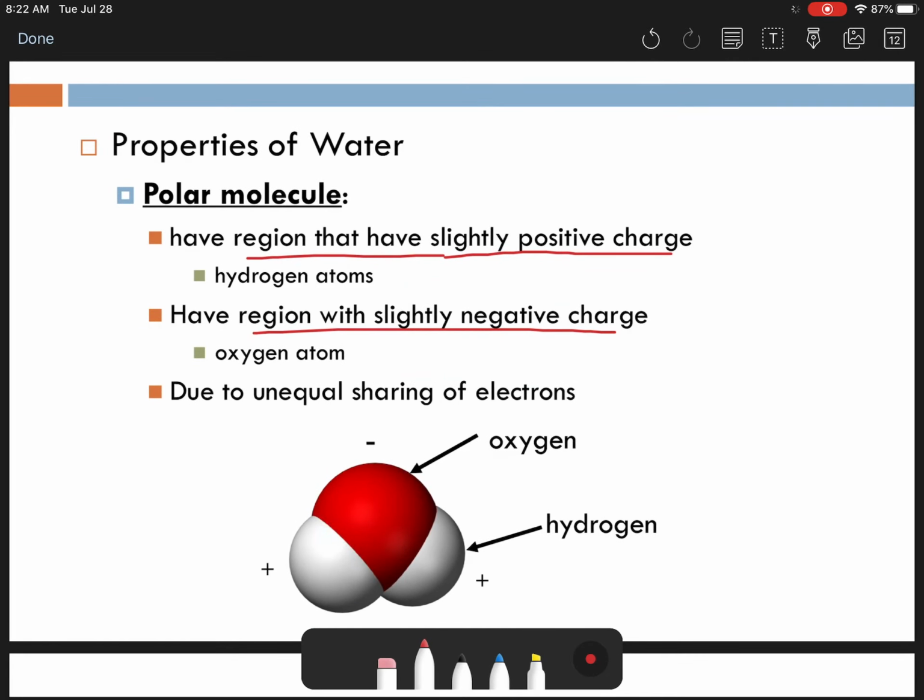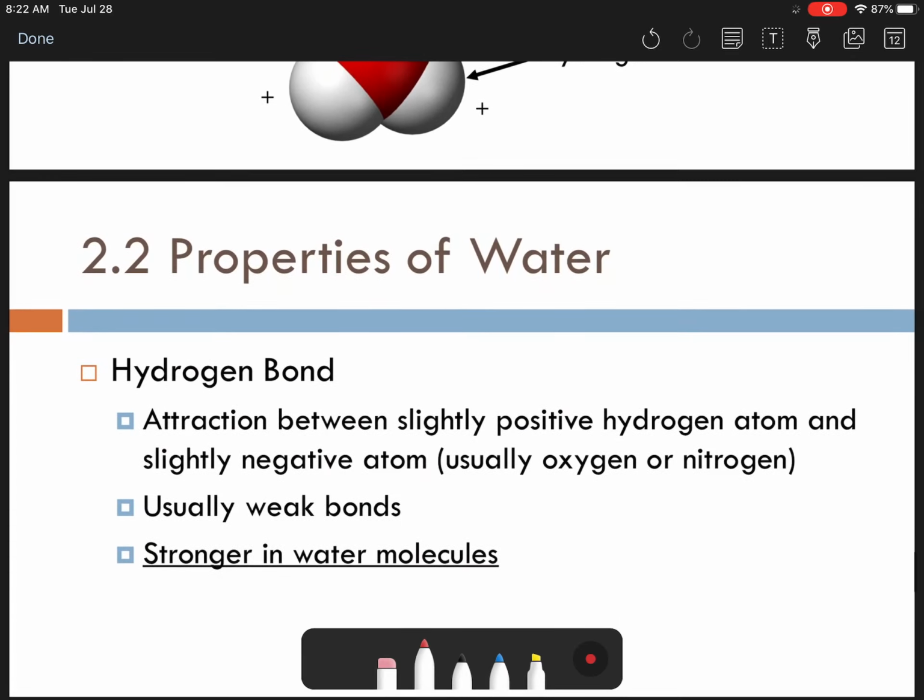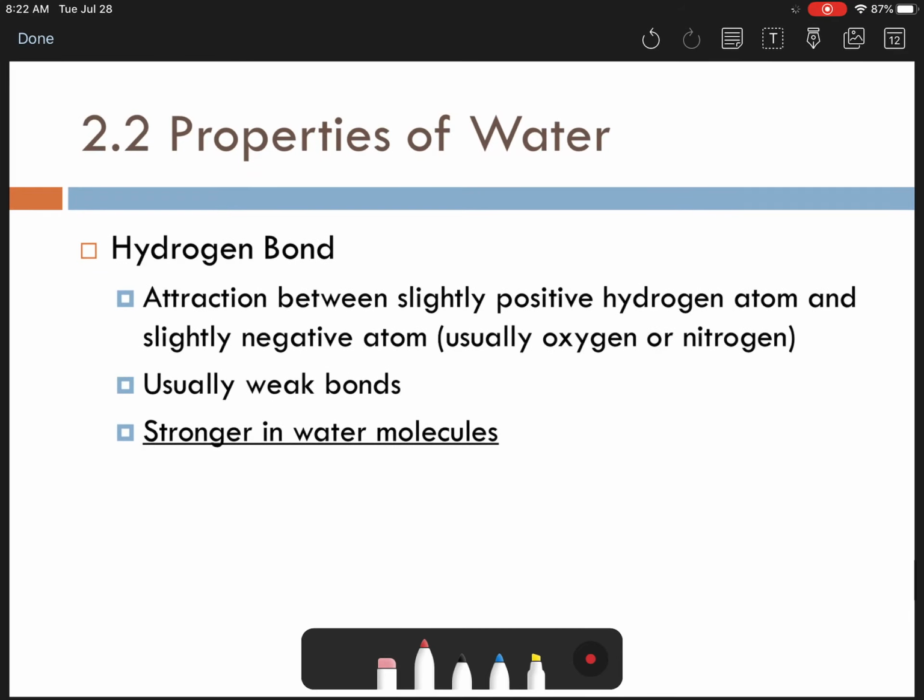Well, the slightly positive charge are their hydrogen atoms. Remember, water is H2O. And the oxygen atom is where there's a slightly negative charge. And that's caused by unequal sharing of electrons. And because of that, water can form what's called a hydrogen bond. That's an attraction between the hydrogen atom and the negative oxygen atom, usually, of another water molecule. And these are usually weak bonds.